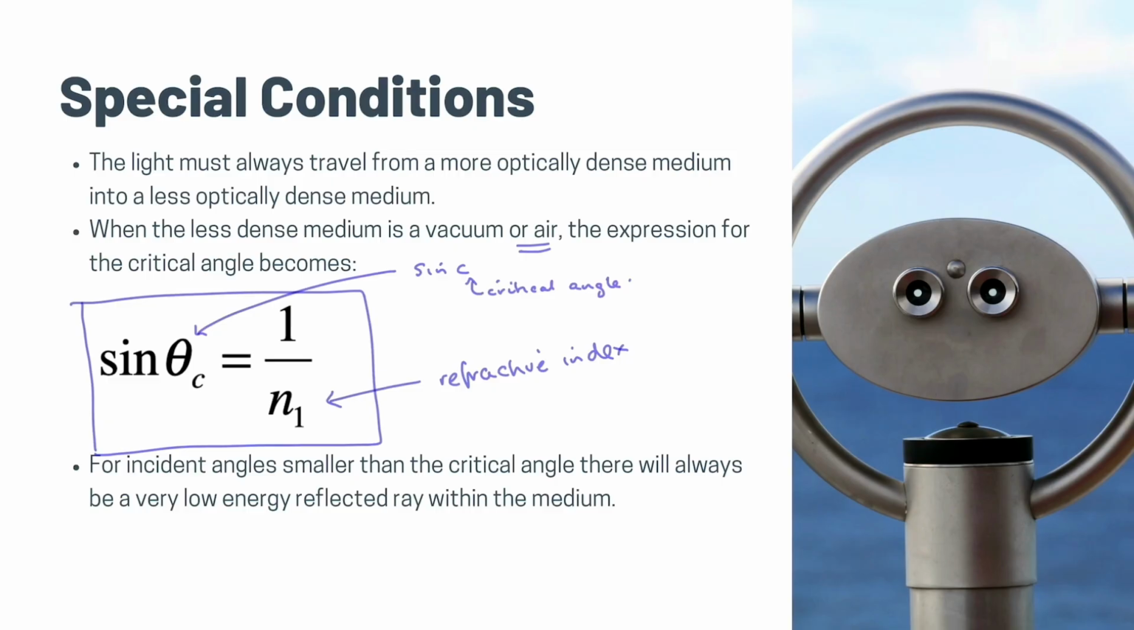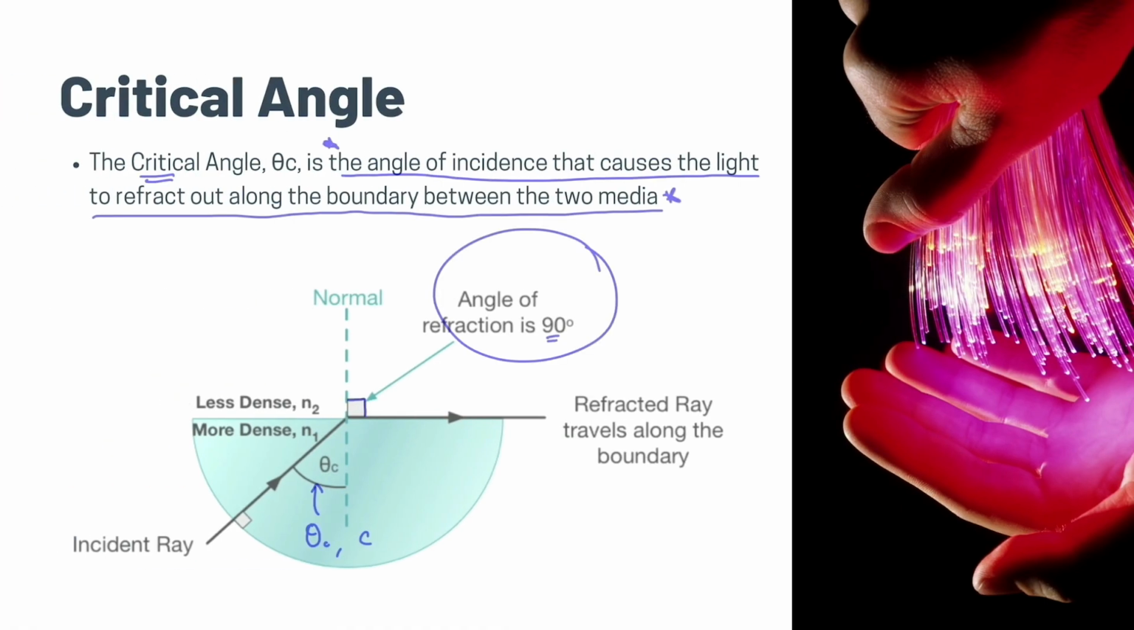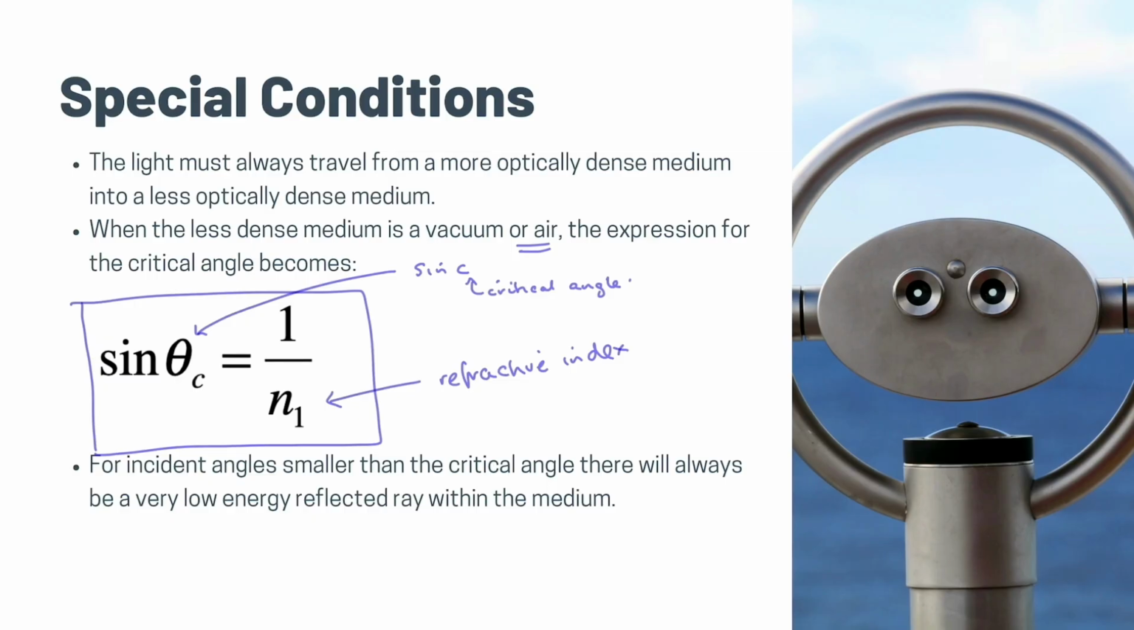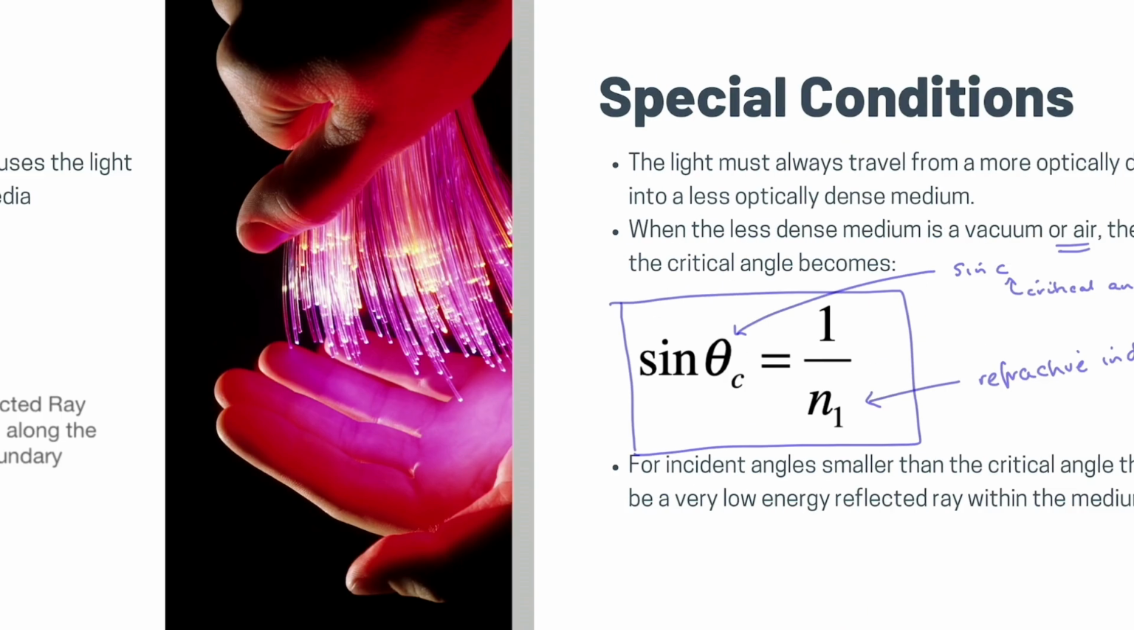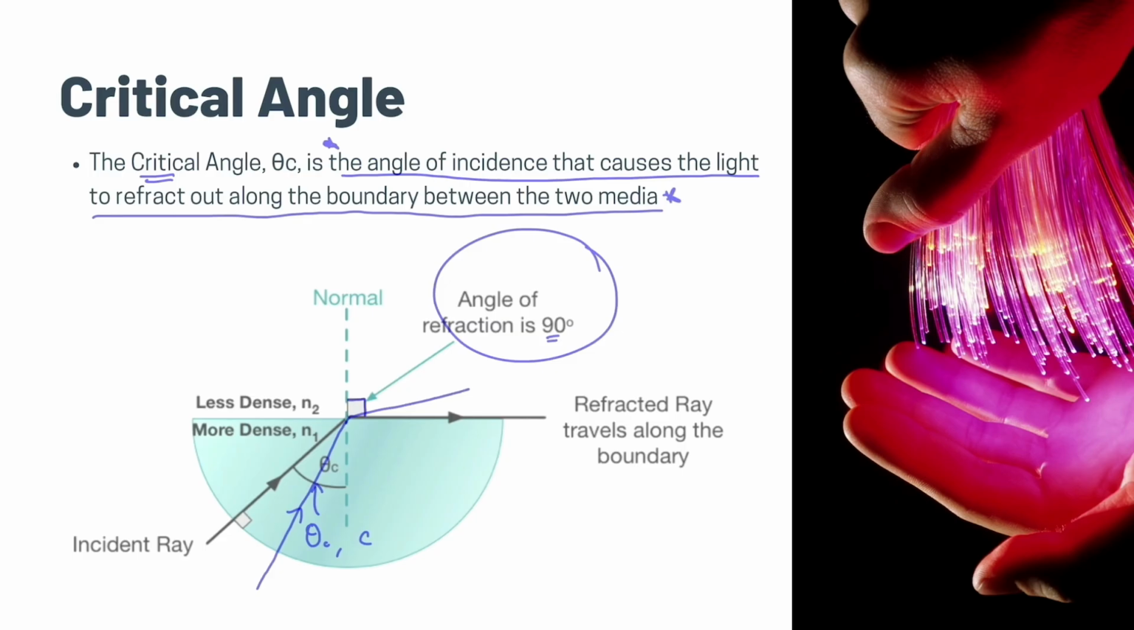And for incident angles smaller than the critical angle, so let's go back. Let's say we're looking at incident angles that are smaller than the critical angle, like that. There will always be a very low energy reflected ray within the medium. So most of the light will come out and refract away from the normal, as we talked about before. But there will always be a small amount of reflected ray, very low intensity, that reflects inside the boundary. And that's just something to be aware of.